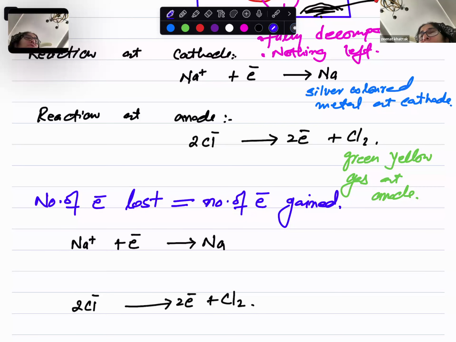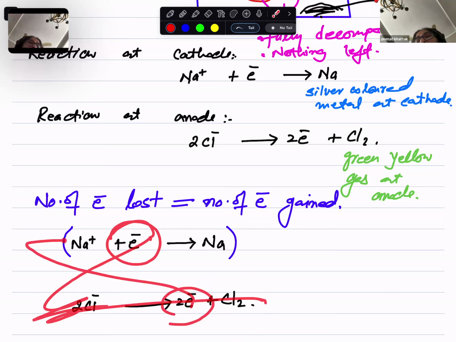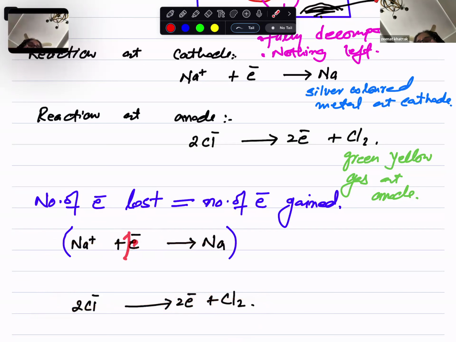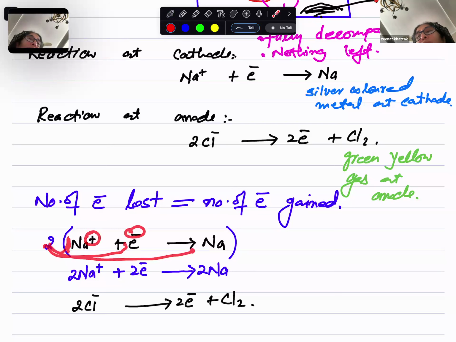Now, what you are supposed to do? Multiply this with 2. This is 1, so if I multiply this with 1, nothing will happen. The electrons of this are multiplied with this to become equal, and the electrons of this are multiplied with this to become equal. This is 1, so even if I multiply, no change. So if I multiply this with 2, it becomes 2Na+ plus 2 electrons gives 2Na. You will multiply this with 1. You will not multiply the charge. 2 with 1.